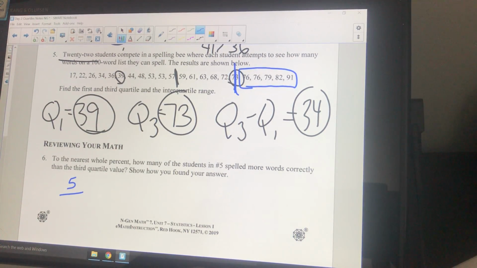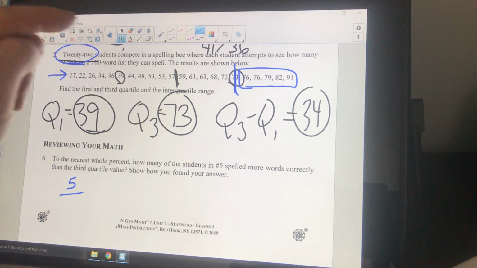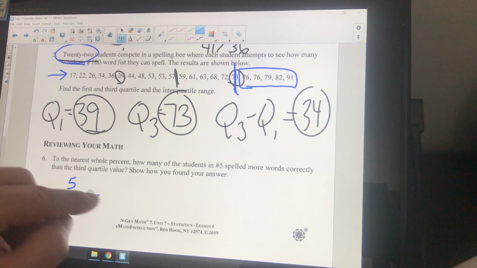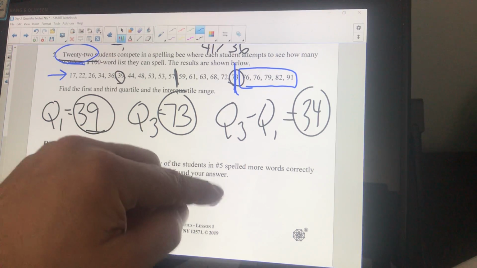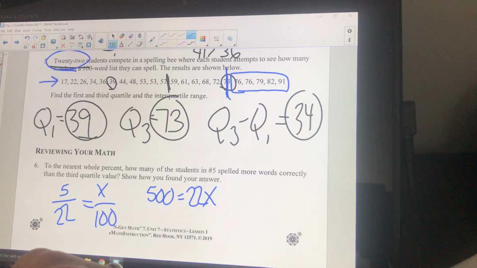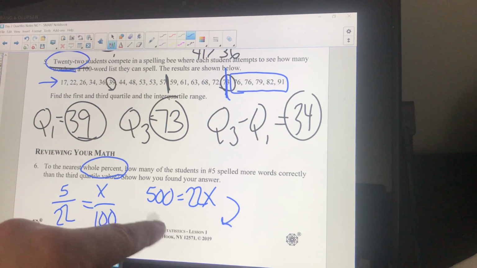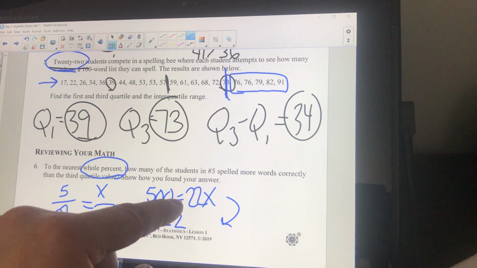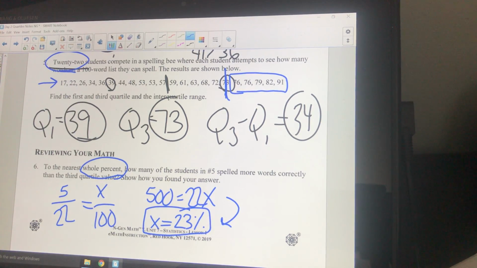Okay, out of 22. Remember? Oh yeah, out of 22, right? No need to count all these numbers. They said there was 22 kids that competed in the spelling bee. So 22, that equals x out of 100. Okay, 500 is equal to 22x. Divide both sides by 22. 500 divided by 22 is 22.7 to the nearest whole percent. So I'm going to go with x equals 23% got greater than the third quartile.